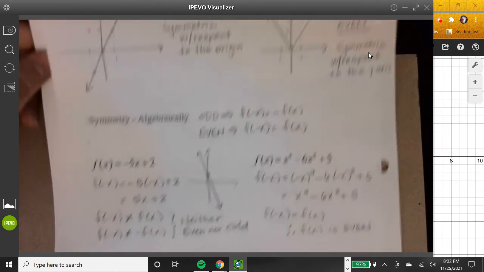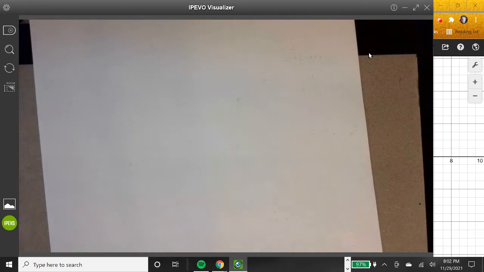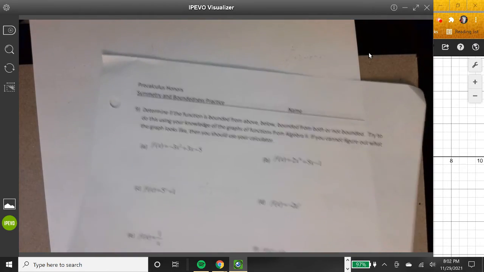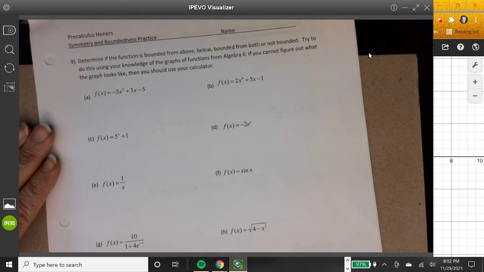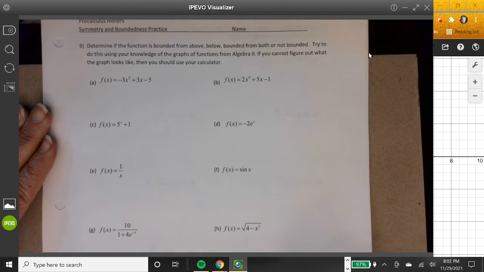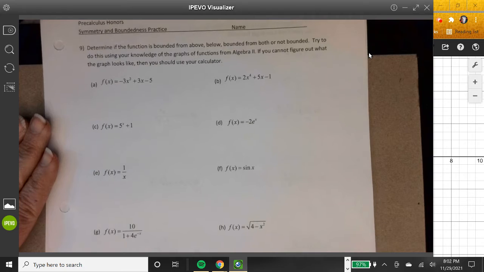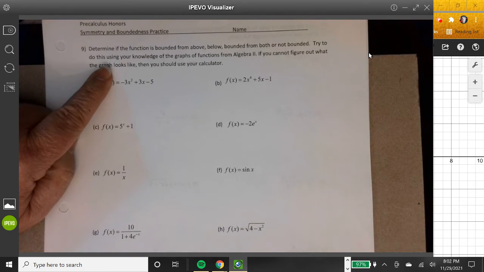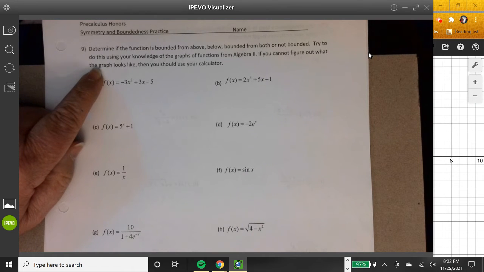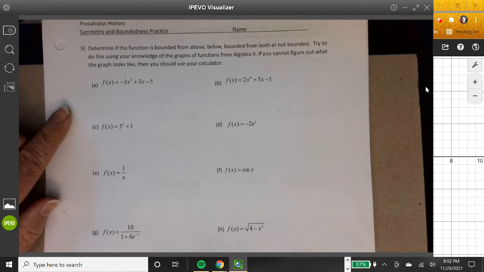Okay. So that's symmetry. Now I want to talk about a property of functions called boundedness, okay? Now this says determine if the function is bounded above, below, or bounded from both, or not bounded. Try to do this using your knowledge of the graphs and functions from Algebra 2. If you can't figure out what the graph looks like, then you should use a calculator.